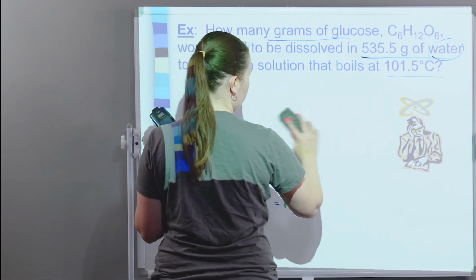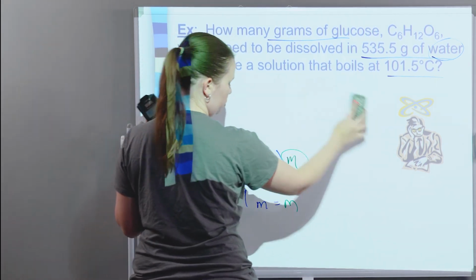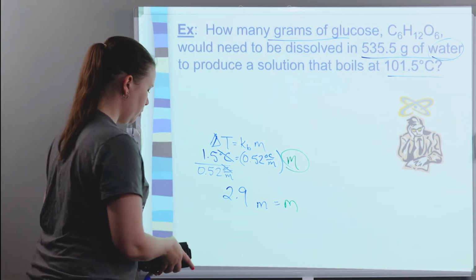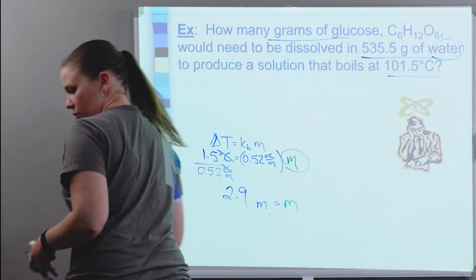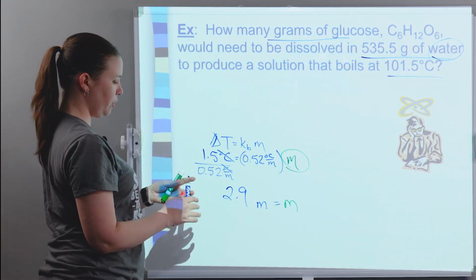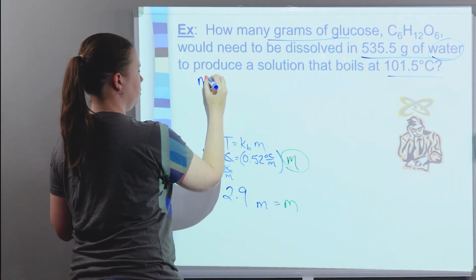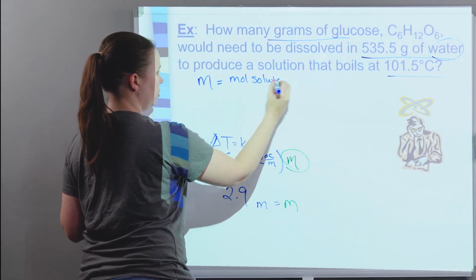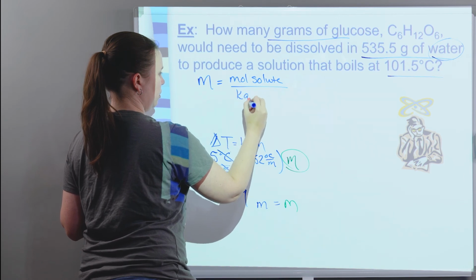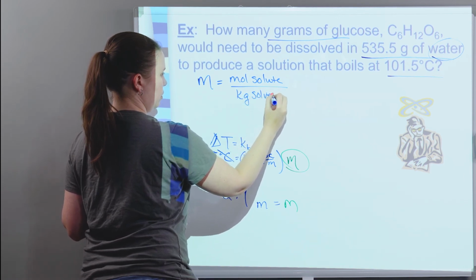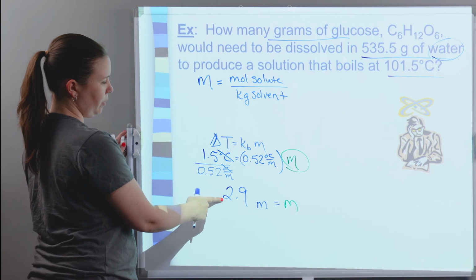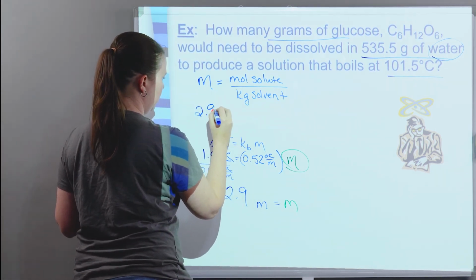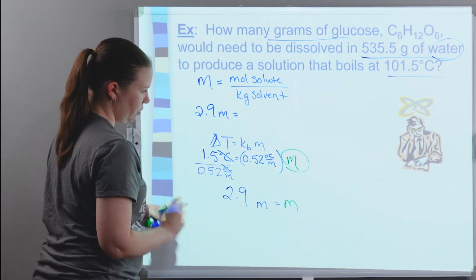What version of concentration relates your amount of solute and your amount of solvent? That's going to be our molality equation, which is fortunate since we just found molality. So molality is equal to moles of solute over kilograms of solvent. So now I can plug in the molality that I found over here on the left-hand side, 2.9 molal.